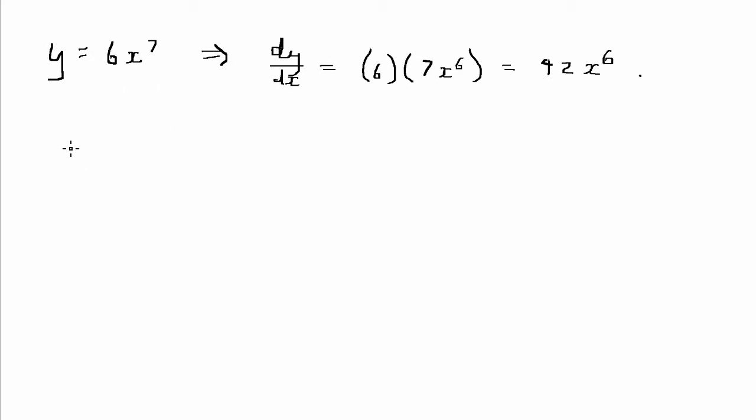We can differentiate anything of the nature kx to the n. The general rule then being that we will get a dy dx, we'll get a gradient function of k times n times x to the n minus 1.